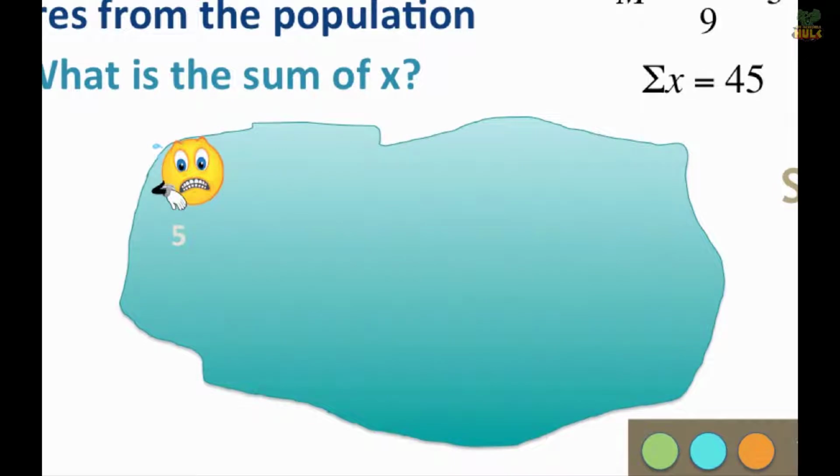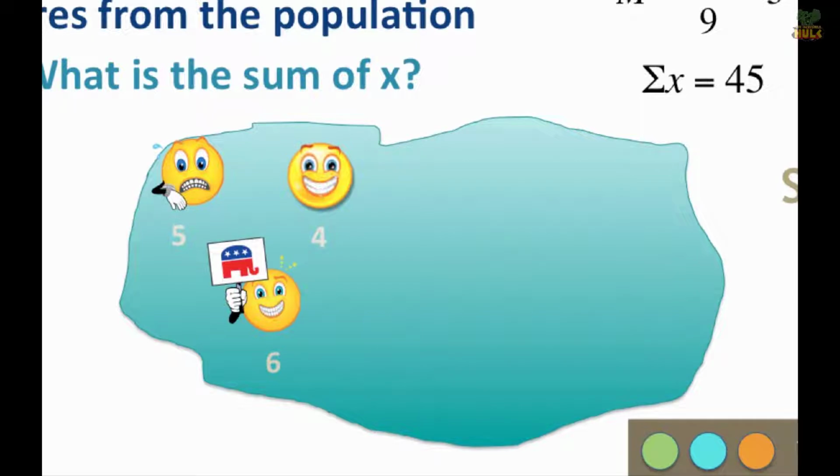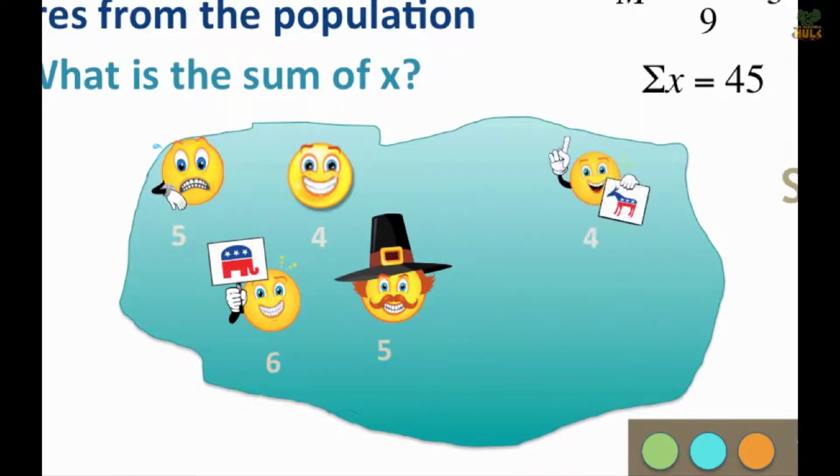The first person got a 5. That leaves us with 40. The second person got a 6. That leaves us with 34. The third person got a 4. That leaves us with 30. Next is 5. That leaves us with 25. Next is 4. Leaves us with 21. Ooh, the next one's a 7. That brings us down to 14.